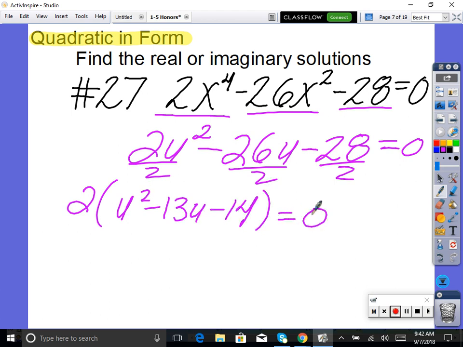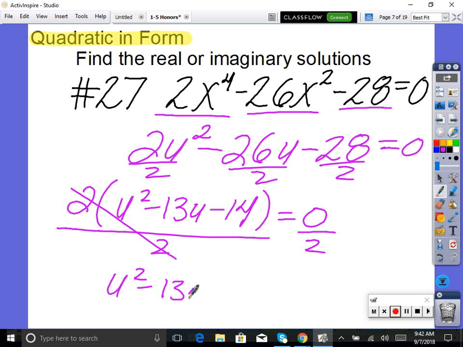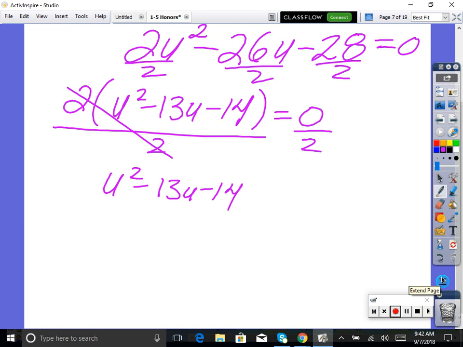Now guys, will this 2 affect my solutions? No. If I was factoring, I need to leave it, right? Yeah. But I'm not factoring, I'm solving by factoring, so couldn't I just divide out the 2 right now? Okay, then we're just looking at u squared minus 13u minus 14. There wasn't a variable with the 2, therefore it doesn't matter when solving.